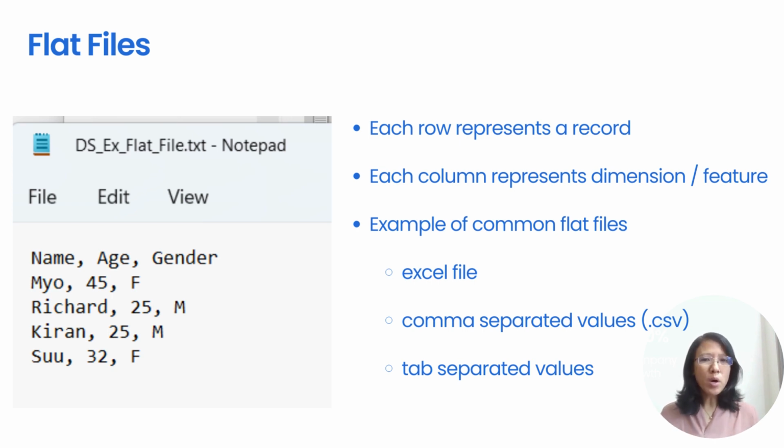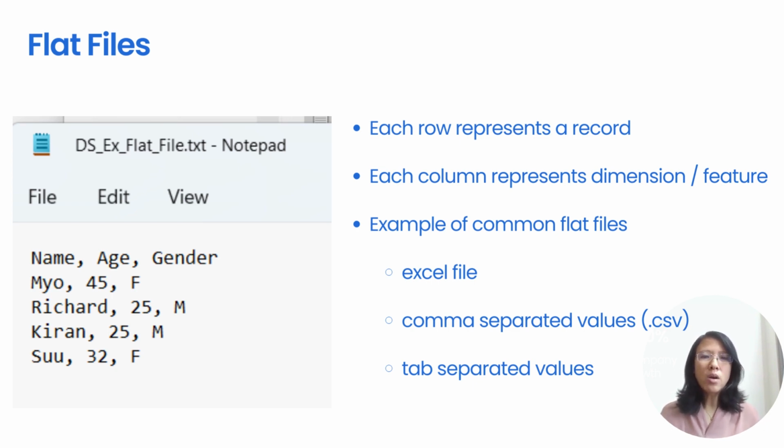An example of a common flat file is an Excel file, which many of us have used before. The values inside your flat file can be separated either by a comma or a tab. If they are separated by a comma, we call it a comma separated value file, .csv. These are the files you will be encountering a lot in data science.